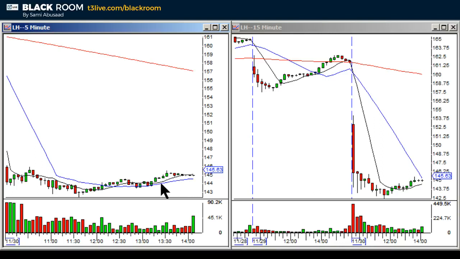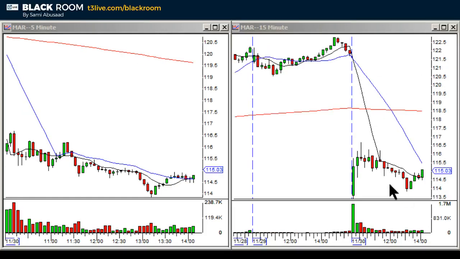Did that look good short? No, it didn't. We had a rising 20. The stock was in an uptrend on the 5. So here's an example where the smaller trend does not match the larger trend, right? The 5 minute does not match the 15, in which case no trade. Does that make sense? No trade.